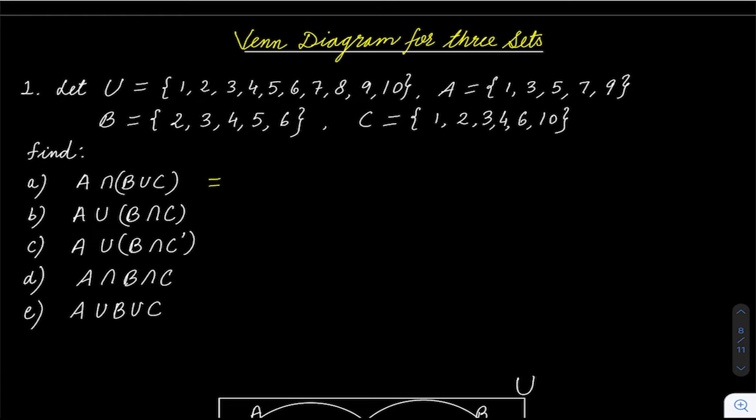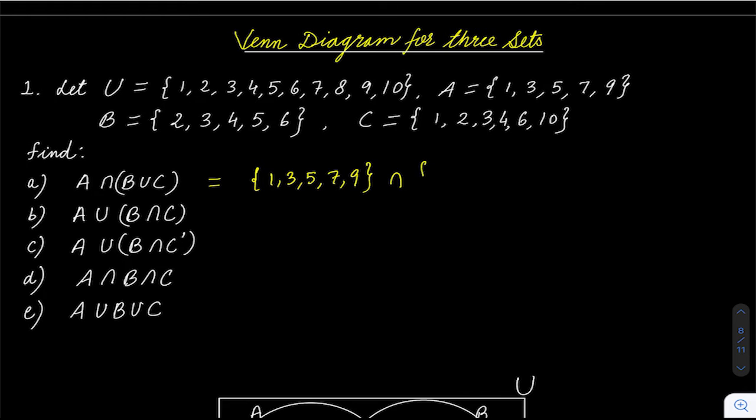We know intersection means "and", that is, it should be common, and union means "or", that is, everything that is there in these two sets. So let's find this. We can do this orally, or if you are not comfortable you can write them down, no problem. A means 1, 3, 5, 7, 9.